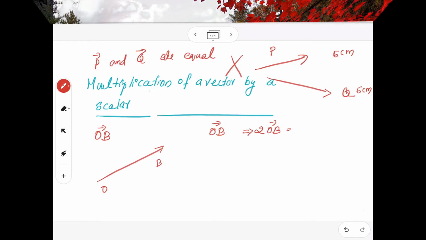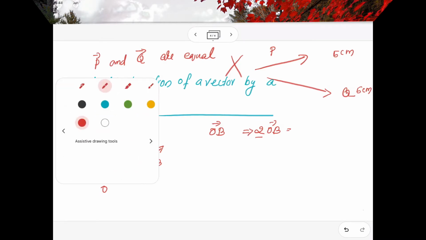So 2 times OB means the direction will be the same, but the length of the vector will be that constant times the length of the original vector. Here you can see that I have multiplied by 2, so my vector should have 2 times the original length.